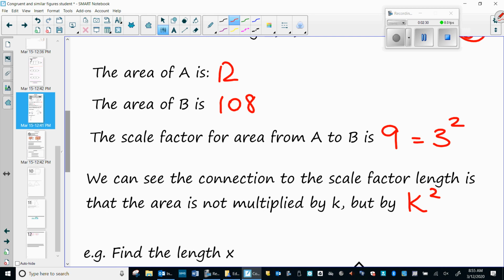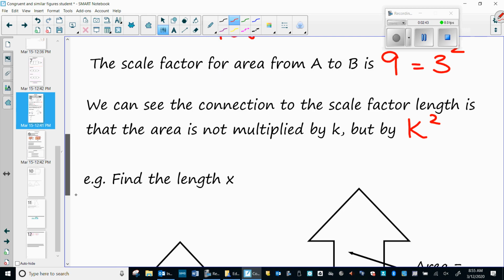So a similar situation with the unit conversion comes to similar shapes. Okay? So if a shape is twice as big, it's going to be 4 times the area. Here we go.